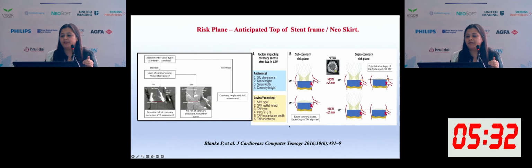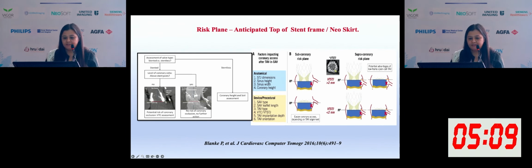This is called where the upper end of the previous stent ends. Now, if the previous stent ends below the coronary ostium, you are less likely to have coronary obstruction. But if the stent height goes above the coronary artery ostium, the struts, the processes go above the coronary ostium, you have a higher risk of coronary artery occlusion.